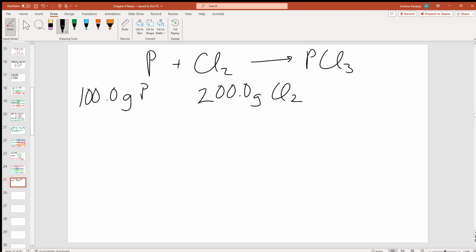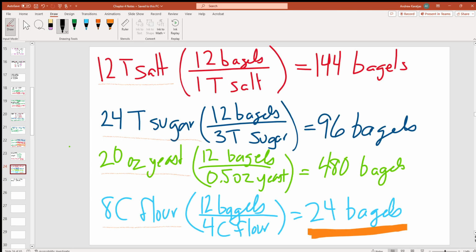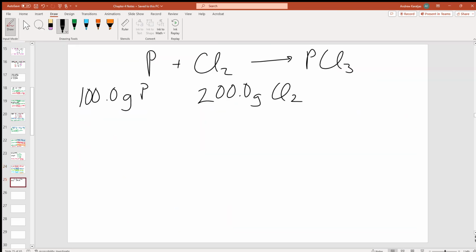And what I mean by left over is, if we think back to this previous example, we were limited by the amount of flour that we had. We had enough flour to make 24 bagels. So that would have required that we use 2 tablespoons of salt. So we would have had 10 tablespoons of salt left over. So we're going to now do that for phosphorus and chlorine in this reaction. So in addition to figuring that out, we're also going to figure out how much PCl3 that we can form.